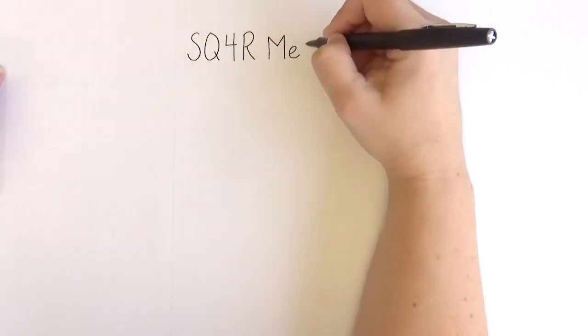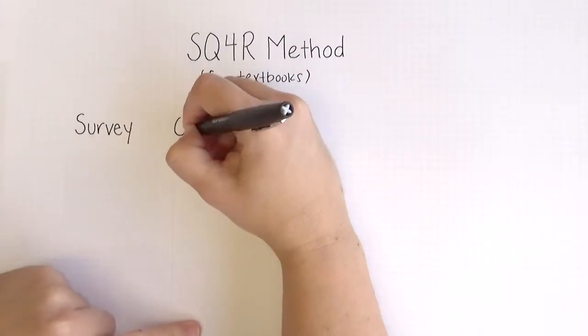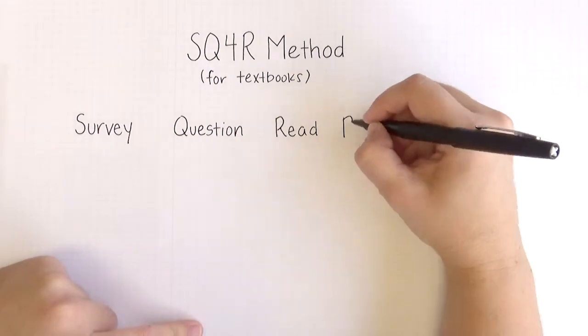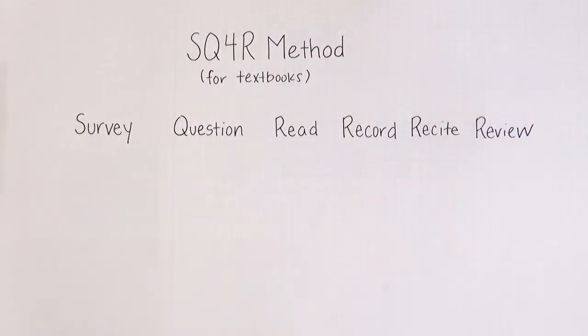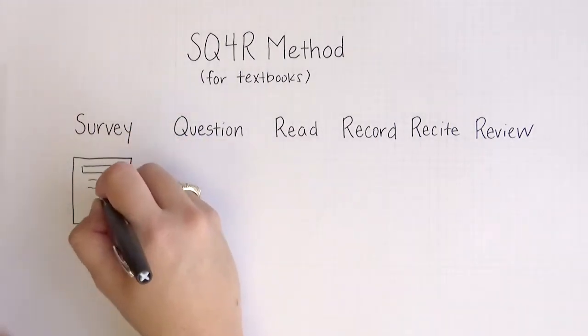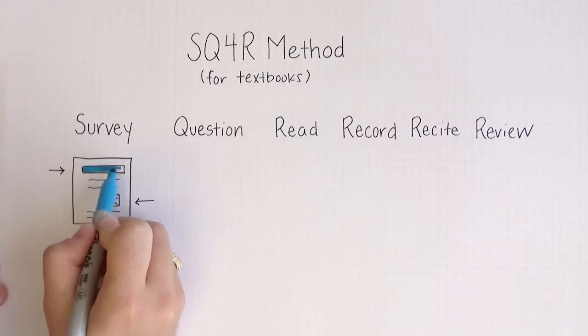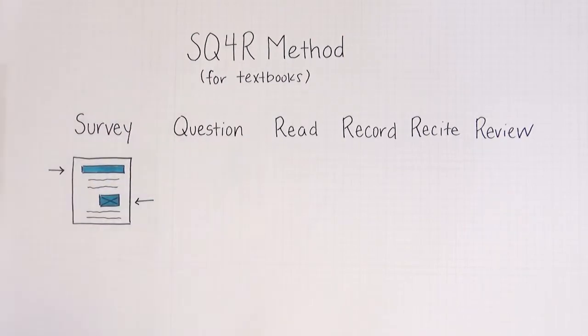The SQ4R method for textbooks. SQ4R stands for survey, question, read, record, recite, and review. First, survey. What is the chapter or article about? Skim it quickly, checking out headings, illustrations, or charts, and highlighted text. Get a general sense of the topic.